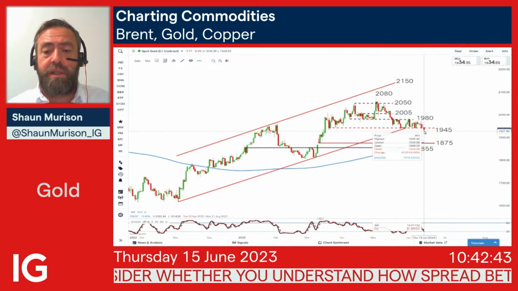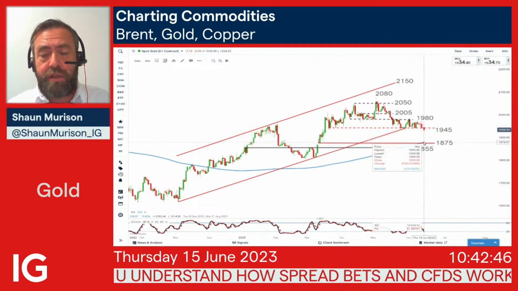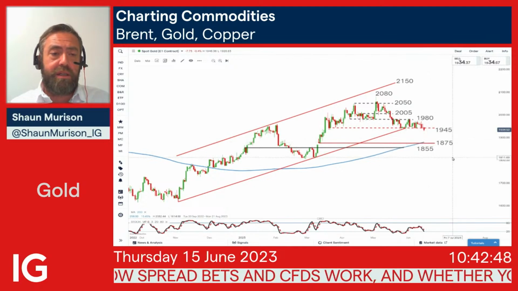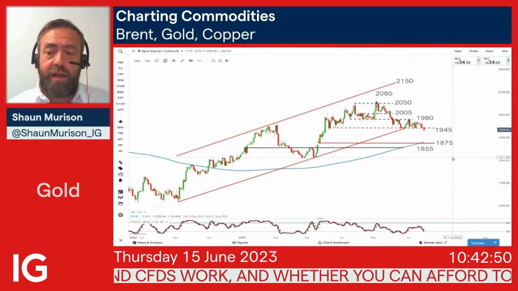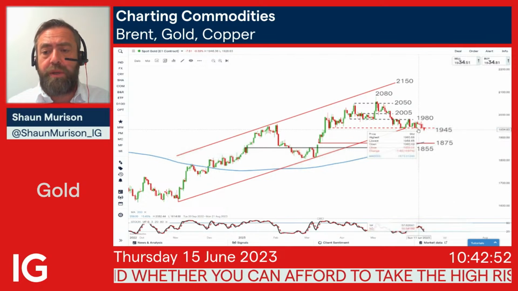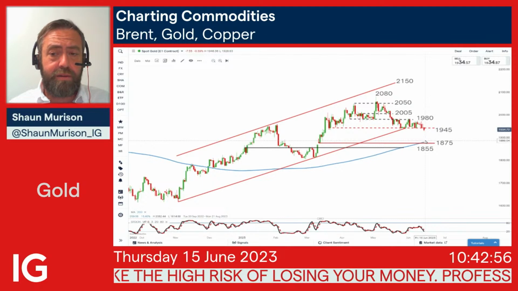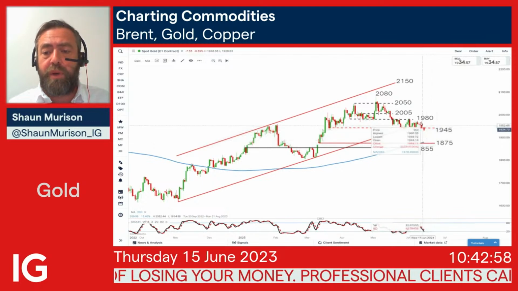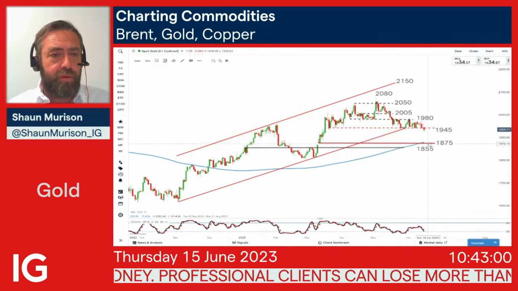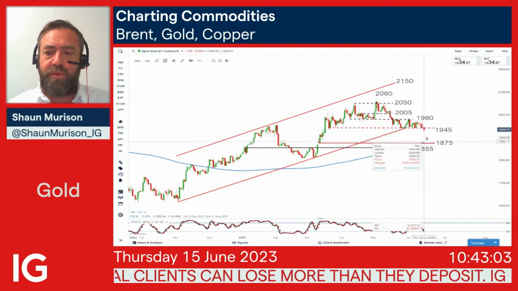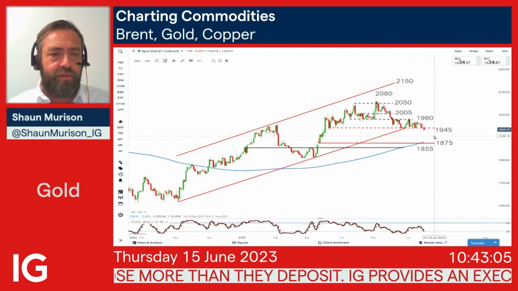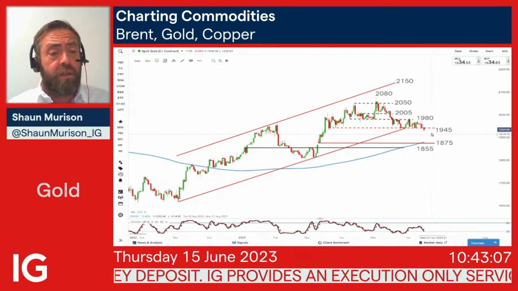If it does close sharply below that, the next level of support is quite some way down, probably sitting at about $1,875 per ounce. We wouldn't be looking at shorting that because of our view that the longer-term trend bias is still to the upside. And so we'd wait for weakness to play out, and we're hoping for a reversal above this 200-day simple moving average and this 1875 level for long entry.